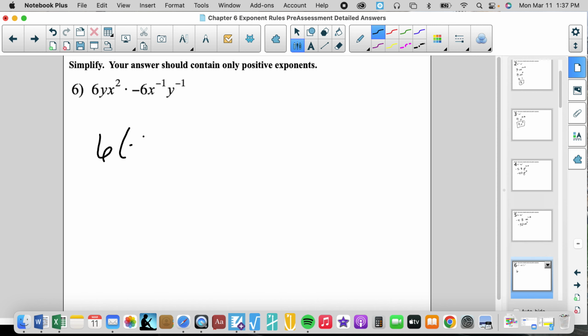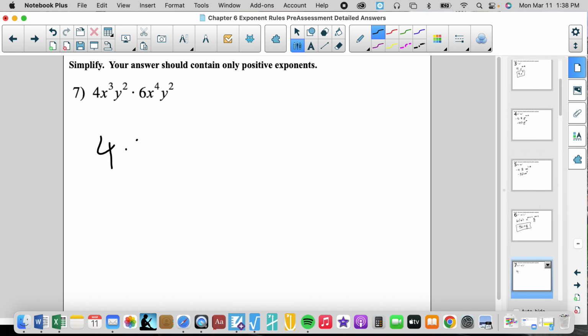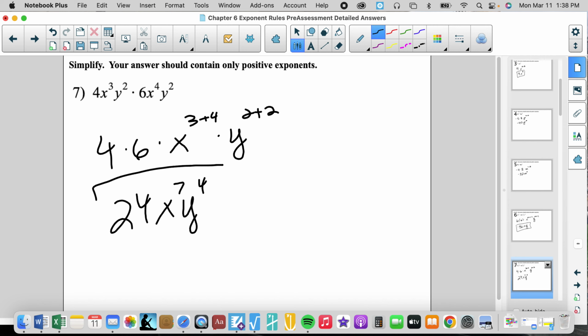We have 6 times negative 6 times, now they didn't have them aligned. So let's take the x to the second plus negative 1, and then we have y to the 2 plus negative 1. So that's going to be negative 36 x to the first, y to the first. And our answer, our variables must be in alphabetical order. So 4 times 6 times x to the 3 plus 4 times y to the 2 plus 2. 24 x to the 7th, y to the 4th.